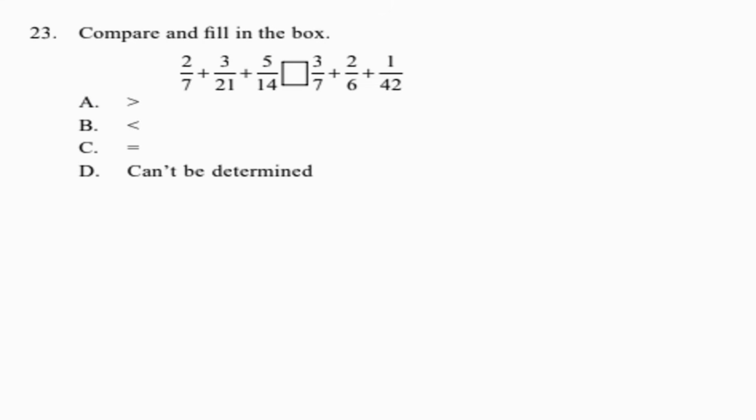Moving on to question number 23. We have two sides over here. So first, we should solve them. If we just take the LCM of the left hand side, it will be 42. 7 sixes are 42.